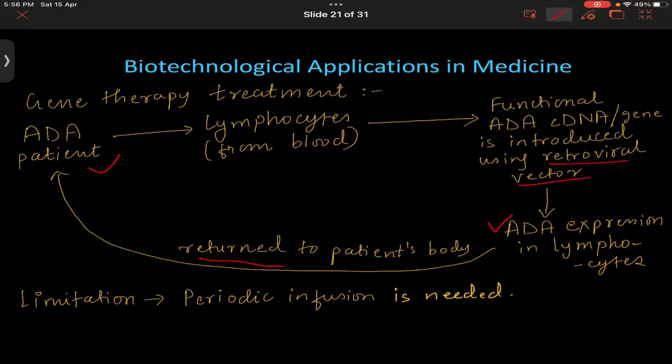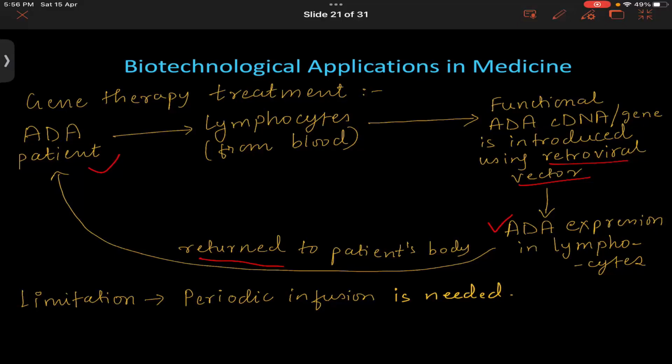But since lymphocytes are not immortal cells, they have a limited lifespan of a few days. So this infusion of genetically modified lymphocytes has to be repeated again and again, so that the patient is not made completely devoid of adenosine deaminase enzyme.